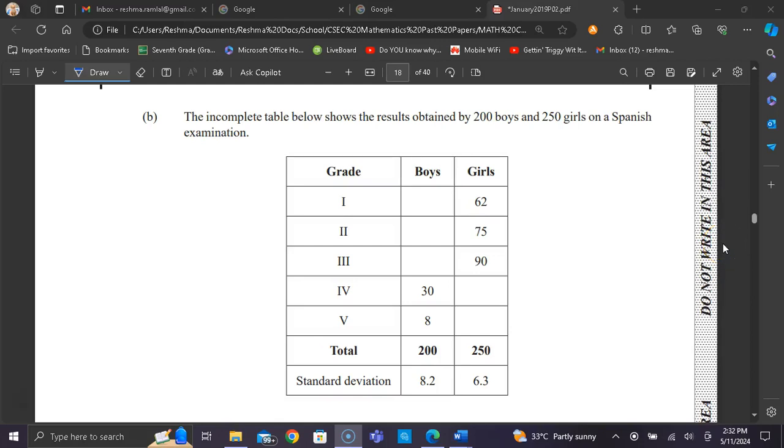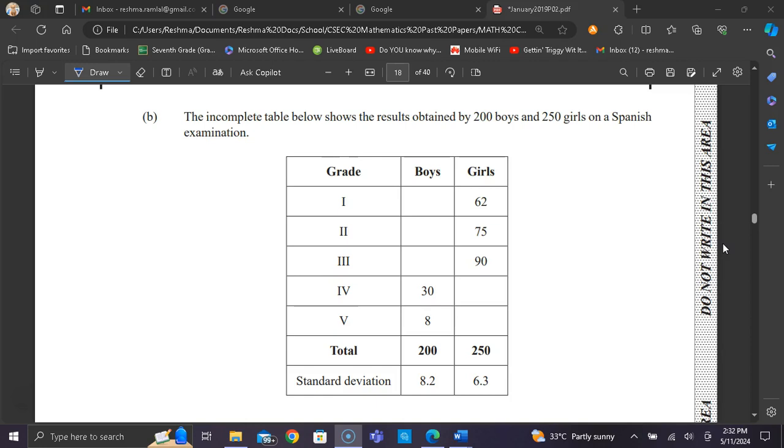Hi guys, so we're continuing with the series on topics that don't usually come up for CSEC Math, and we're still in January 2019, paper 2. We're doing question 5, part B this time, which has to do with statistics, specifically on the topic standard deviation.